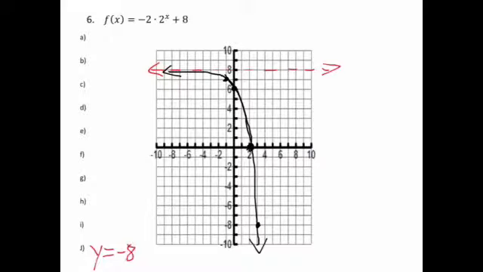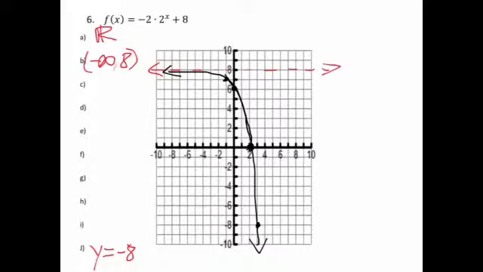And that actually goes in combination with the range. When my function goes down forever, it doesn't go up forever. It reaches a max, or approaches a max of 8. So it goes from negative infinity until you reach 8. My domain, on the other hand, is going to be all real numbers, because it can go left forever, right forever, and you'll have some y values going with it.